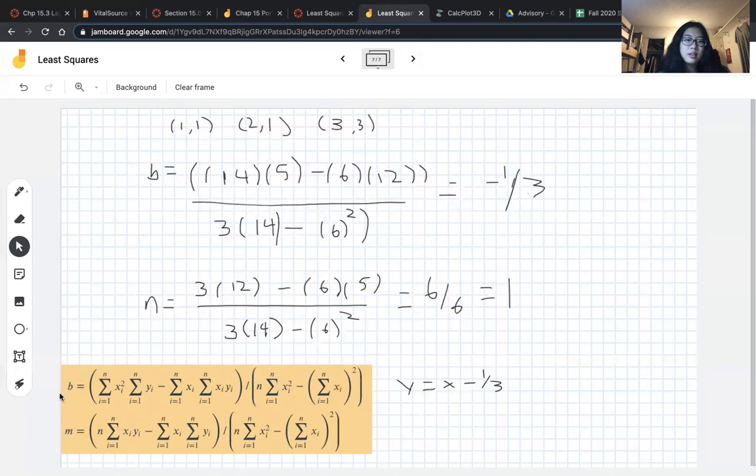Okay, lastly, since we've solved for b and m, we can see that the formula works by plugging in numbers for these 3 points. And then if we plug them into the b and the m equation, then we get b equals -1/3 and m equals 1. And then that makes the equation y equals x minus 1/3, which matches the formula in the example problem.